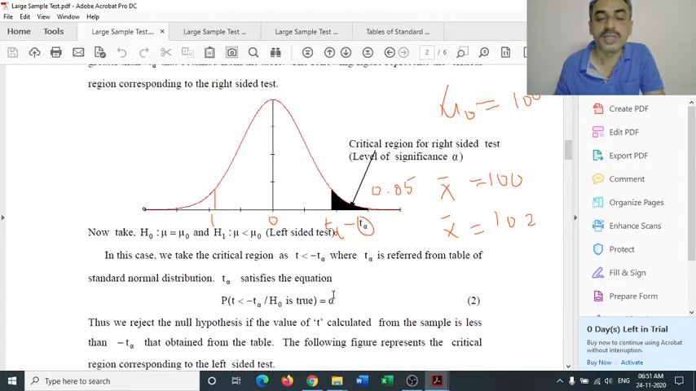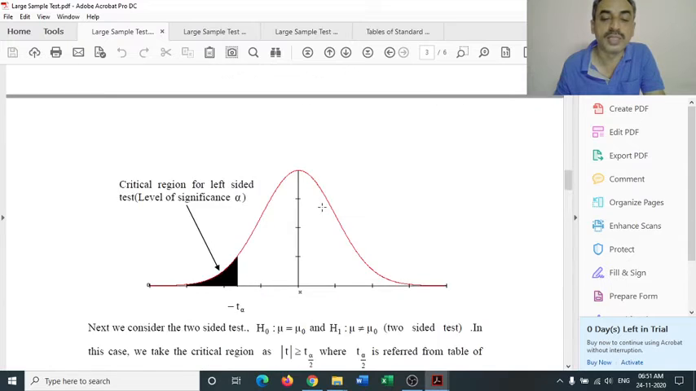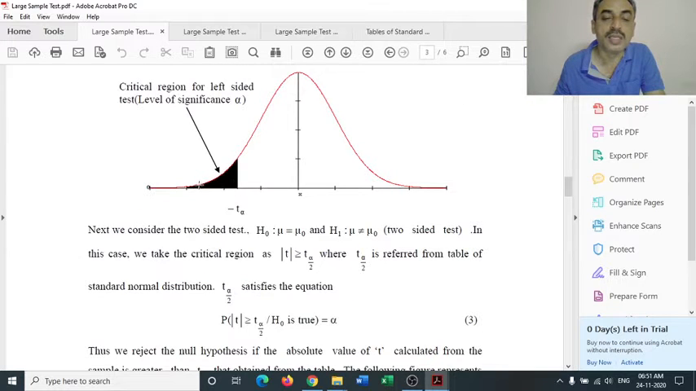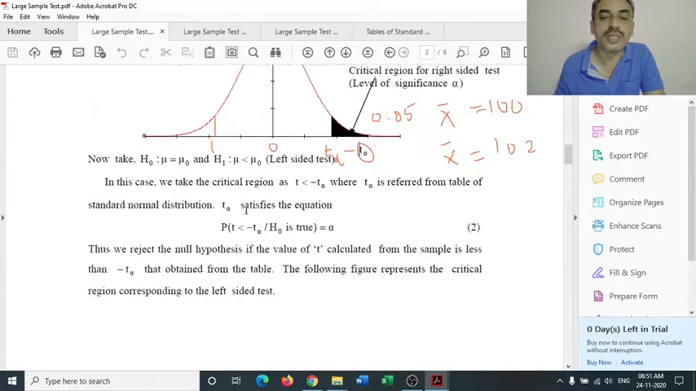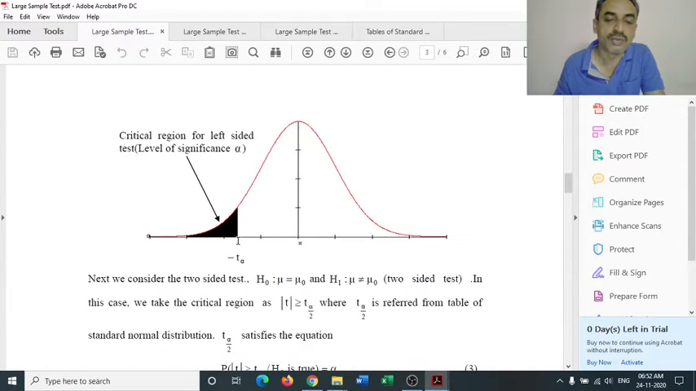Now the procedure is very similar for the left-sided test. We simply shift this critical region from the right side to the left side. That is, when the null hypothesis is mu equal to mu 0 and the alternative hypothesis is mu less than mu 0, the critical region will be t less than minus t alpha. That means this is the rejection region, and this rejection region has again the size alpha, the level of significance. If the value of t calculated from the sample using the same equation goes below this minus t alpha, reject H0.